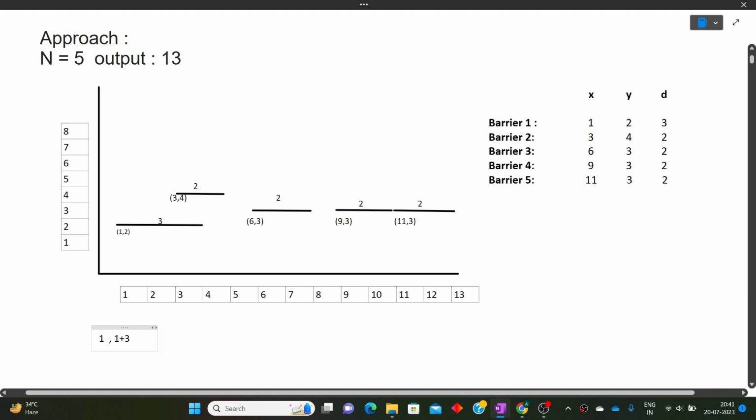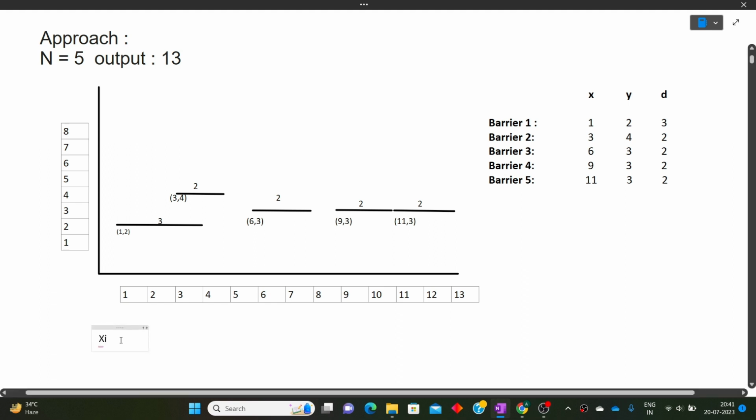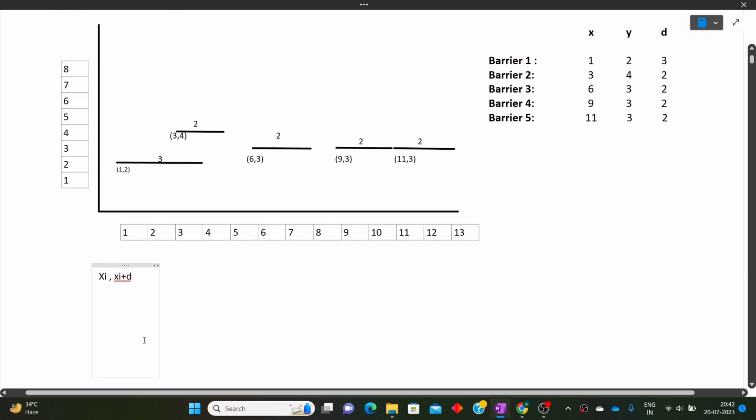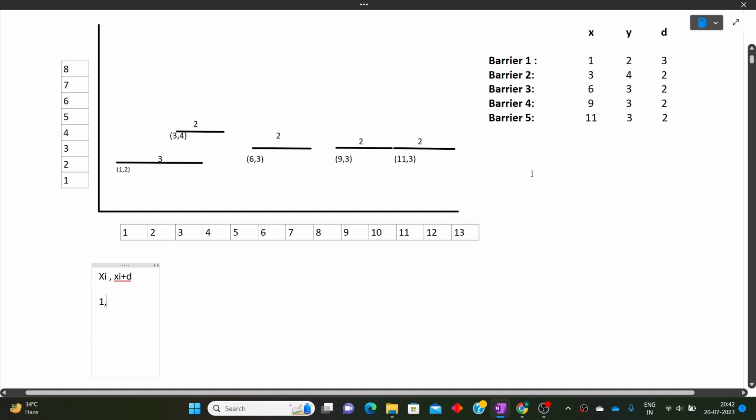If I summarize this, to find the starting X point and the ending X point of the barrier, we simply do xi, which will be the starting point, and xi plus d, which is the ending point of the barrier. Using this formula, we will find the starting X point and ending X point of all the barriers. Overall, we will have the starting and ending X points of 5 barriers. So let's quickly find those. For the first barrier, starting point is 1, ending point is xi plus d, that is 1 plus 3, that is 4.